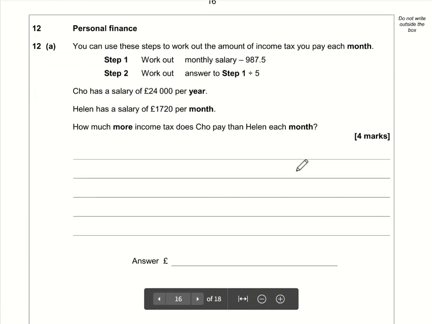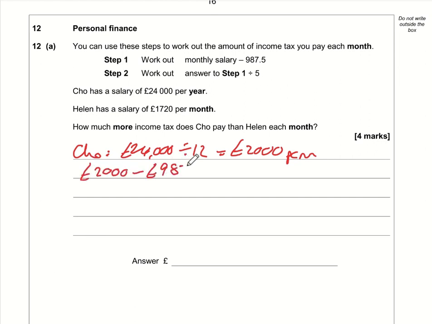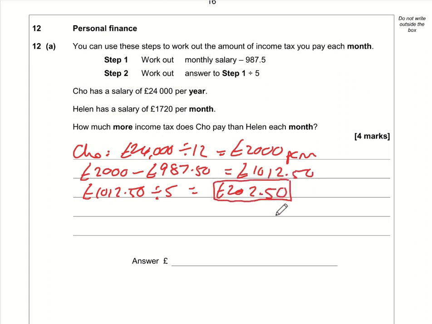Okay, now on to question number 12. So for Cho, what we need to do is, if the salary is £24,000 per year, then 24,000 divided by 12, that is £2,000 per month, per calendar month, PCM. So I'm going to do 2,000 minus the 987.50, and that will give me 1012.50. And now I need to divide 1012.50 by 5, and 1012.50 divided by 5 is 202.50. So this is the income tax that Cho has to pay per month.